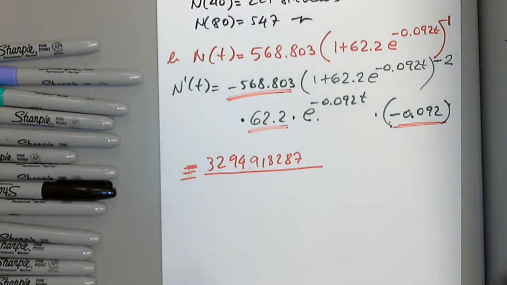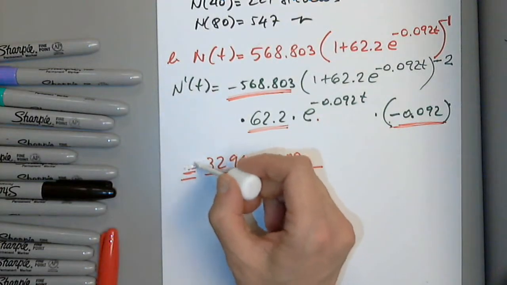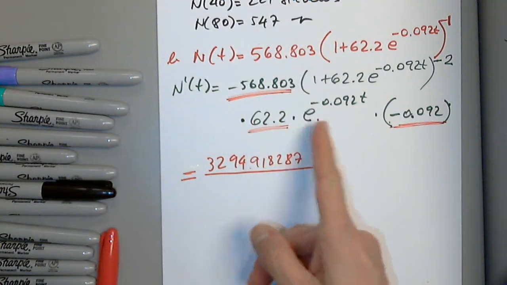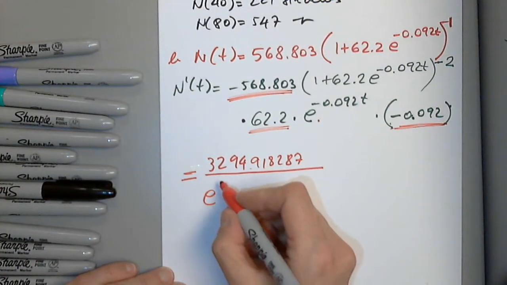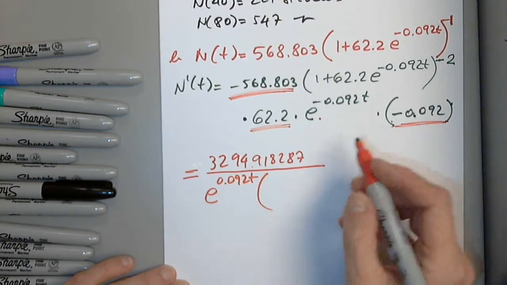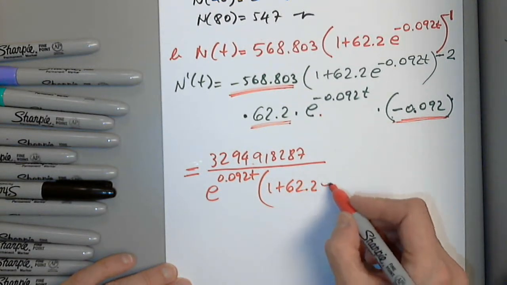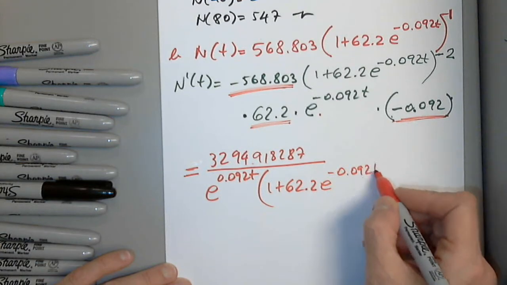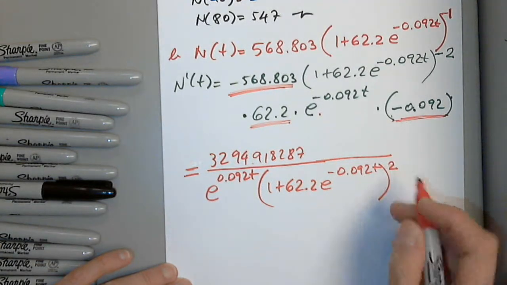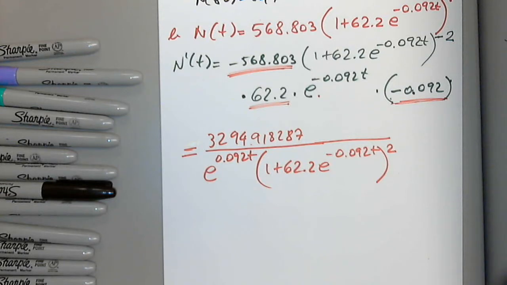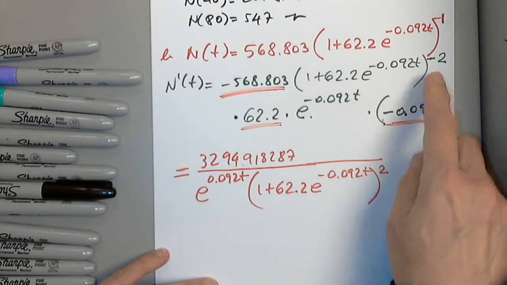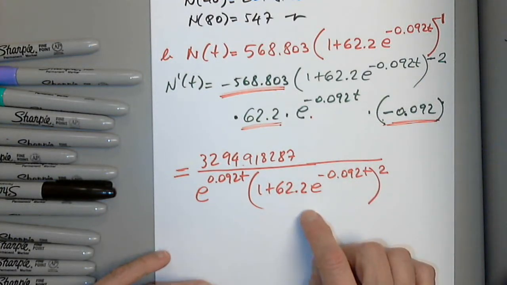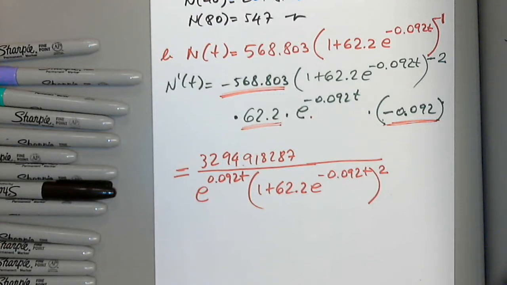and the equal symbol is here. Nothing is negative anymore. Right? Negative, positive, negative. So we got this weird number. And this is e to 0.092t in parentheses, (1 plus 62.2 e to -0.092t) to the second power. So this went to the denominator with a positive exponent. This, which had negative 2, became positive in the denominator. So let's read the question one more time.